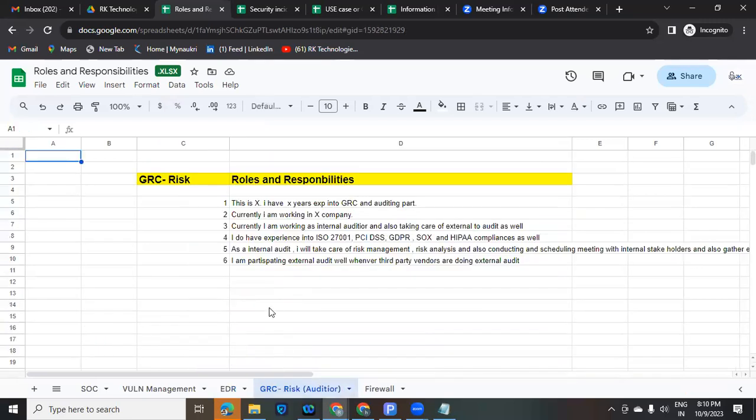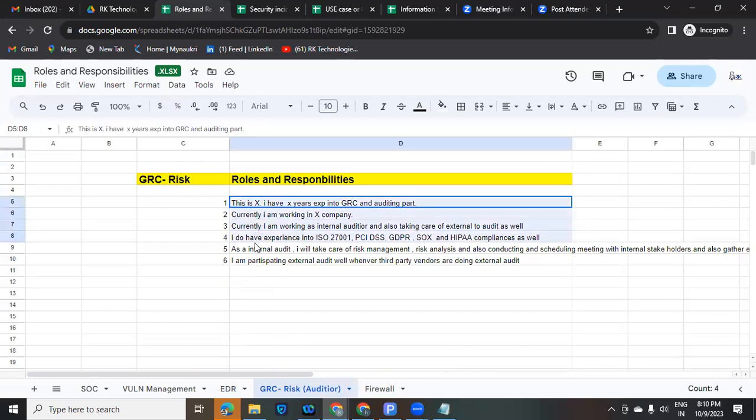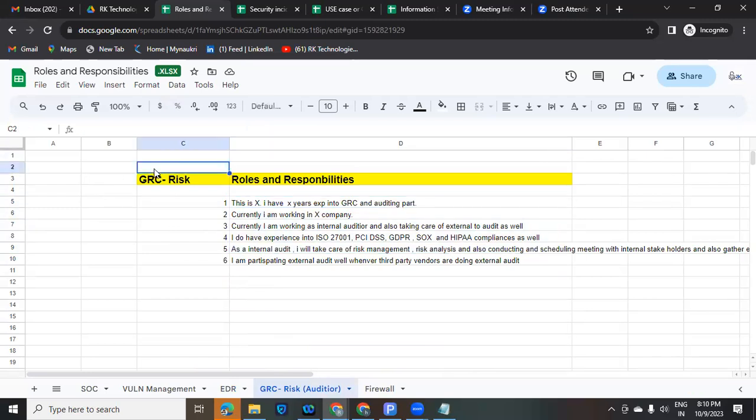The next one is GRC. GRC is not completed yet, so I'm going to complete it. Give me maybe 1 or 2 days, and I'm going to complete the GRC part of information security. This is part of information security.